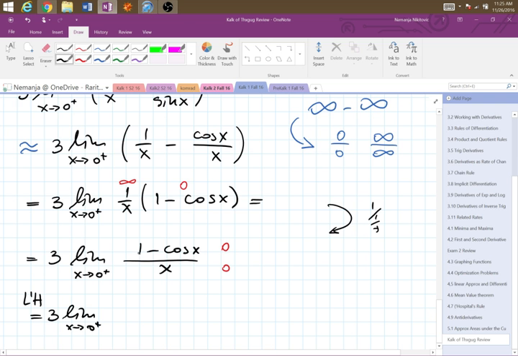Derivative of 1 is 0. Derivative of negative cosine is positive sine. And derivative of x is 1. So sine of 0 over 1 is equal to 0. So this time around we got that infinity minus infinity is 0.